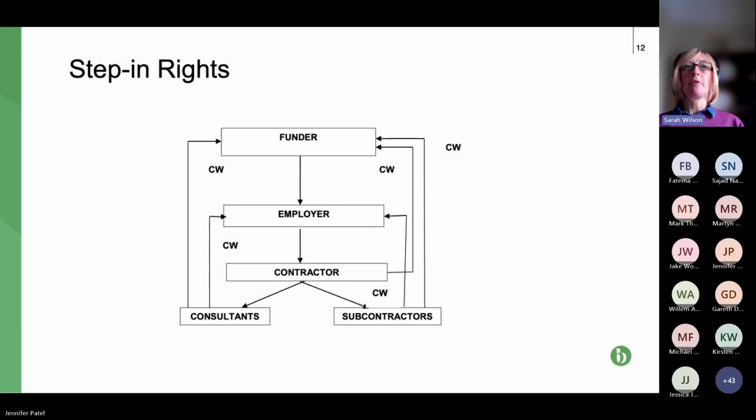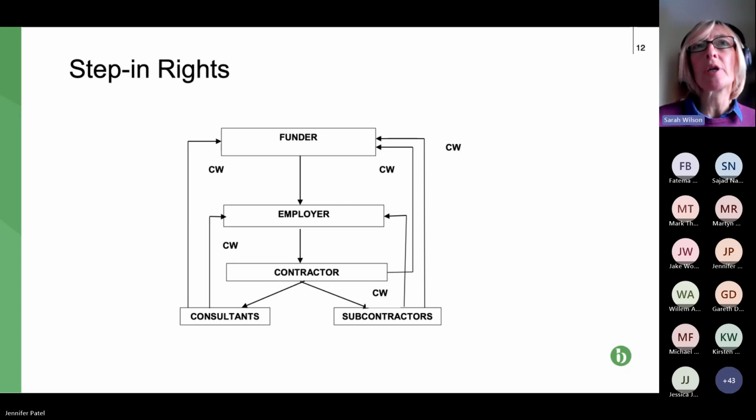Okay, so step-in rights. We've written down the middle the boxes: funder, employer, contractor, and then underneath that, consultants and subcontractors. That chain shows your standard construction chain. It could be different, because you could have the employer contracting with the consultants in some contracts. But that is our privity of contract.